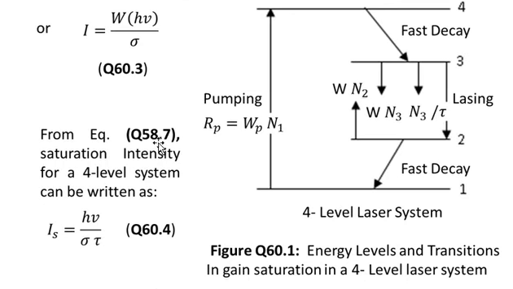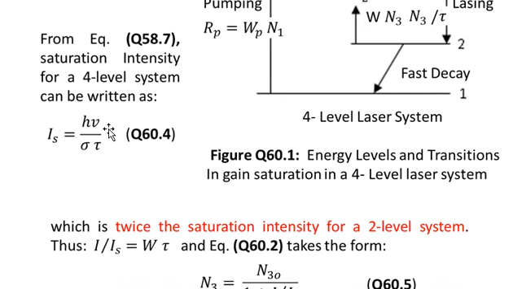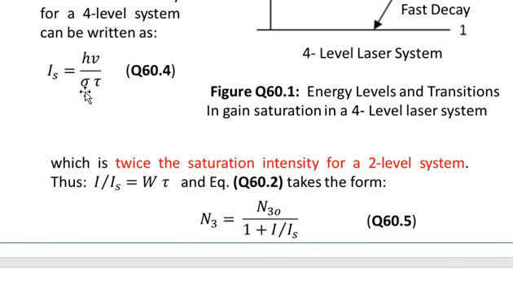From equation 58.7, the saturation intensity for a 4-level system can be written as Is is equal to h nu over sigma into tau. So this is the saturation intensity obtained from equation number 58.7 for the case of a 4-level system. This Is is actually twice the saturation intensity for a 2-level system.